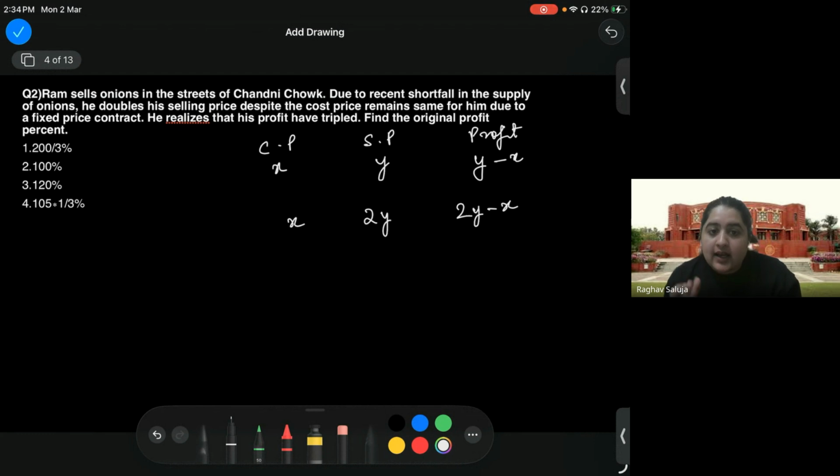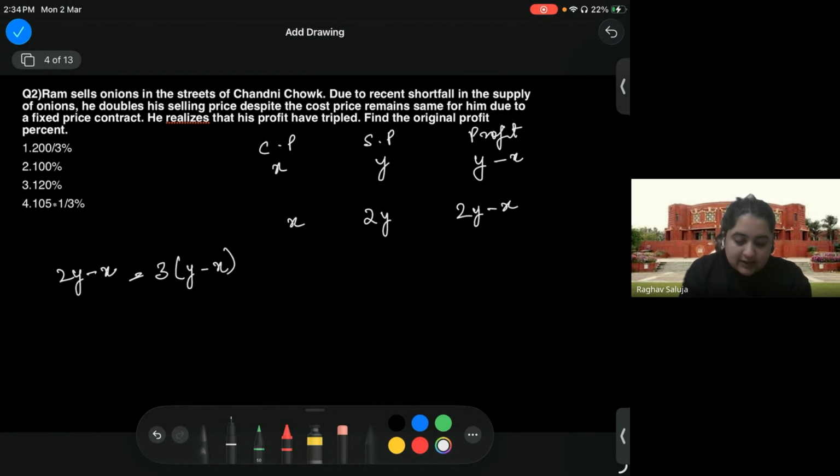And it is saying that now his profit has tripled from earlier. So our equation will be pretty simple. That is 2y minus x equal to 3 times y minus x. 3 times the earlier profit, triple the earlier profit.